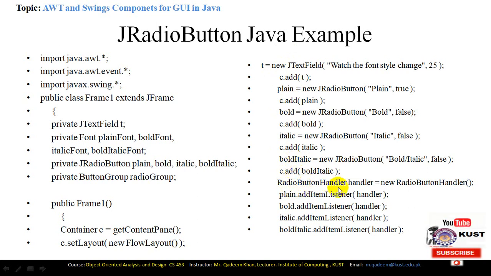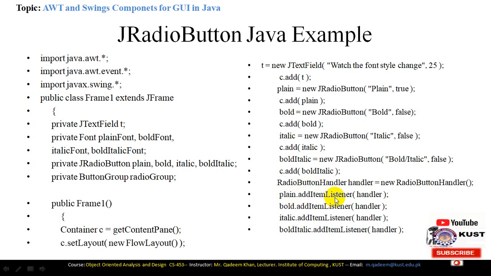Now, RadioButtonHandler handler = new RadioButtonHandler. This is the handler of the radio button. Dear students, as you remember, in the previous JButton examples we defined the button handler, but here we are defining a radio button handler. So this is different from the button handler. This is the class which will create the event for the radio button.